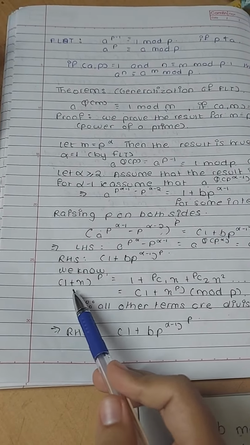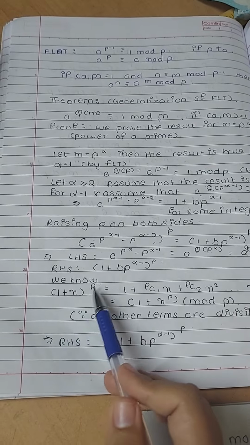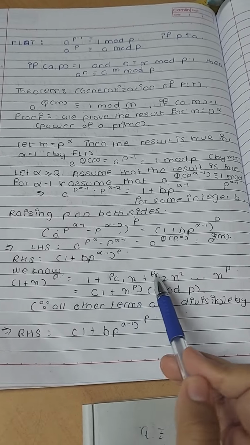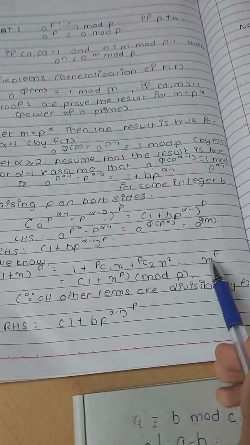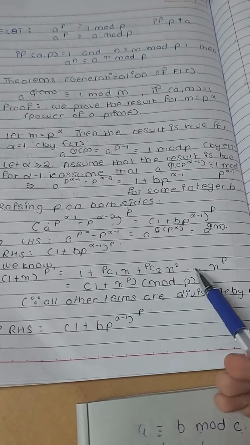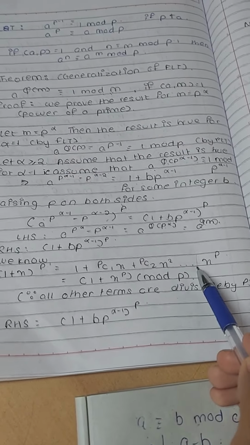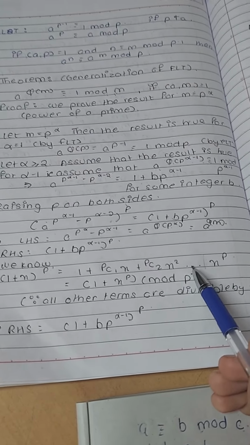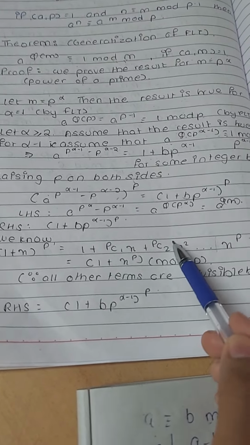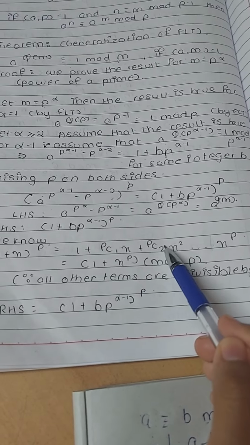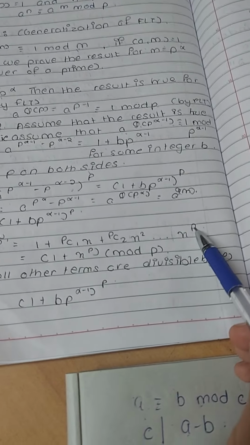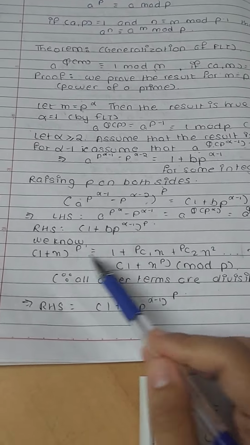Now let's suppose we have an expansion 1 plus x to the power p. This expansion can be written as 1 plus p choose 1 into x plus p choose 2 into x square, and so on till p choose p into x to the power p. Now all of these terms before the last one have p in them. So when you divide by p, these terms leave remainder 0. But 1 is not divisible by p, and neither is x to the power p, so this is the remainder when you divide by mod p.